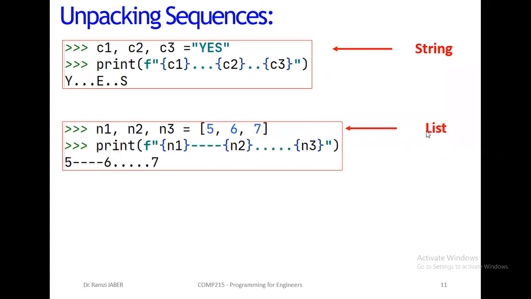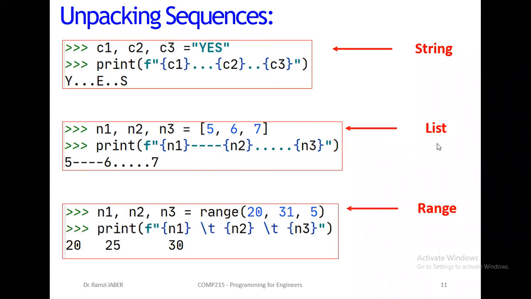Also, we can do it with a list, similar to a tuple. N1, N2, N3 equal the list 5, 6, 7. So N1 is equal to 5, N2 is equal to 6, and N3 is equal to 7. And you can do whatever you want. You can add them, N1 plus N2, okay? So print N1, N2, and N3, okay? So we can unpack a list.